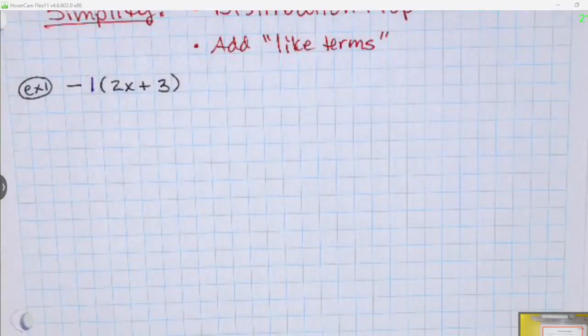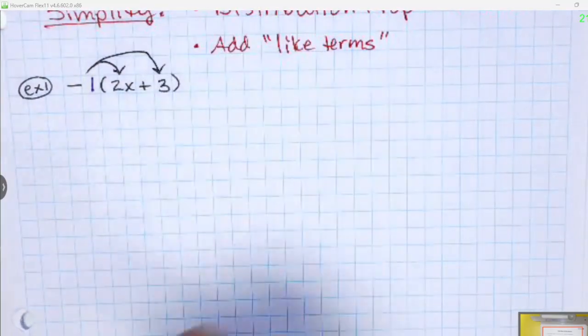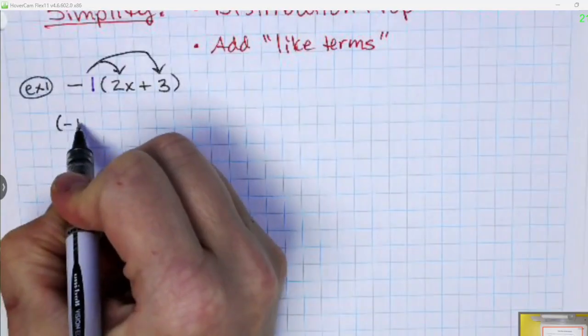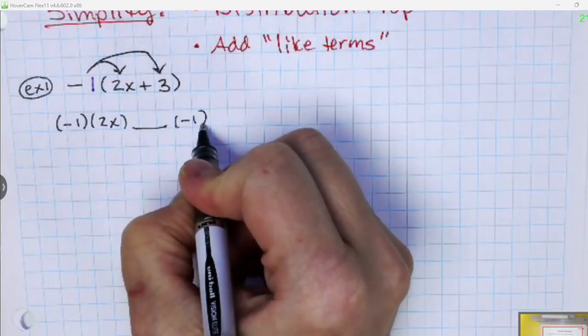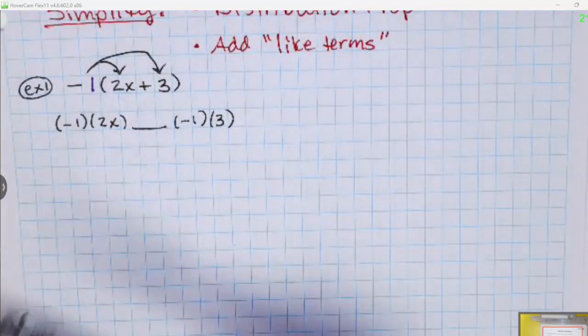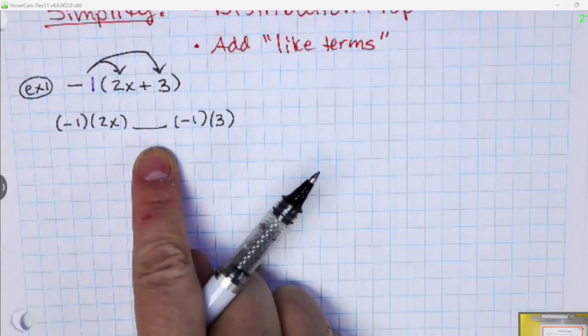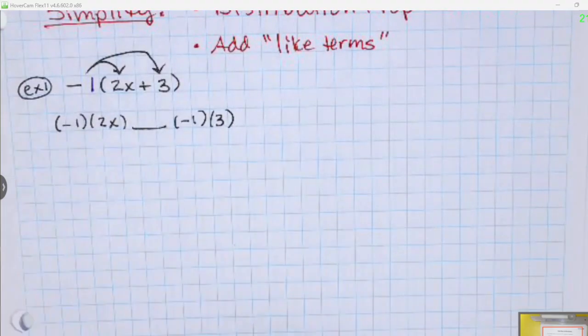Now, this is all old stuff. We're going to distribute the negative 1 through the parentheses. So you go negative 1 times 2x, leave a space, negative 1 times 3. This format helps reduce errors with negatives. And with distribution property, it's the negatives that cause the most disturbance. So here we go. Mentally, you're going to do signs, numbers, letters.